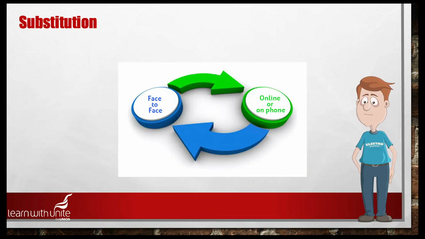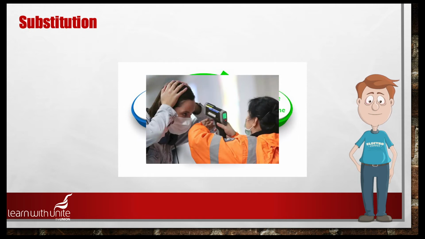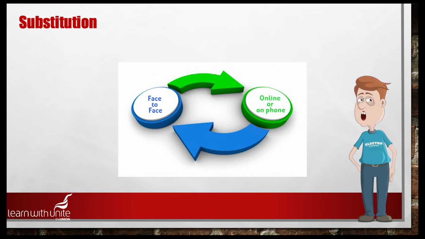The next level of control is substitution. What we're trying to do here is reduce the risk as much as possible. So, for example, if we have to have a meeting, does it have to be face-to-face? Or could it be online or by phone? I'm sure we've all used things like Zoom or FaceTime over this period to contact people.